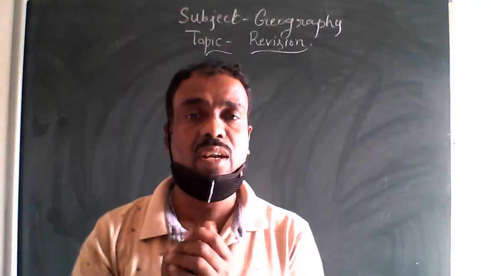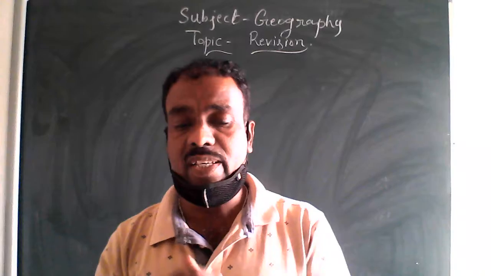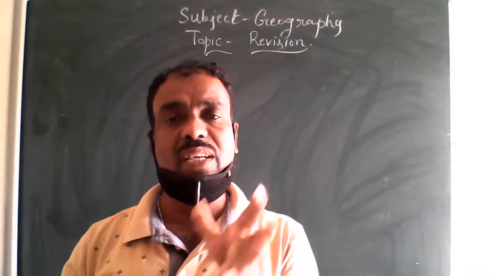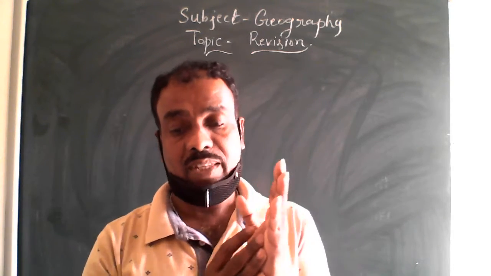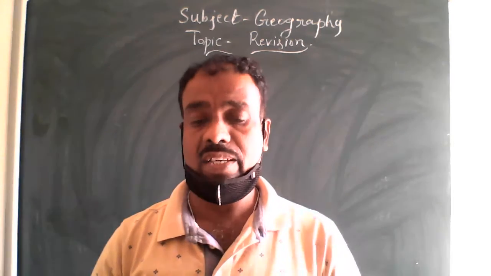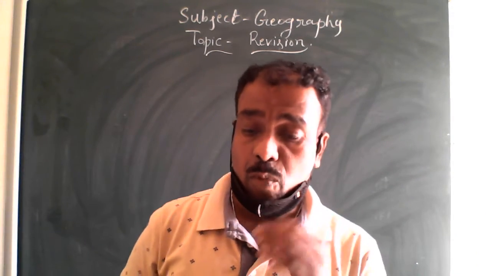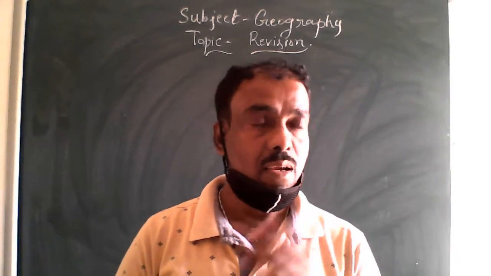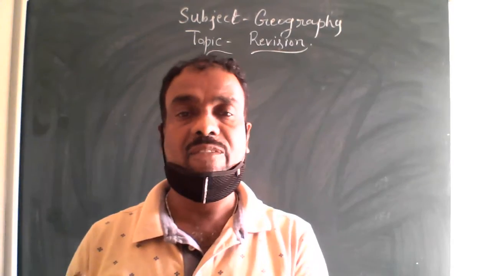To complete one round around the sun, the moon takes about 27 days. So it takes exactly the same time to complete one spin also. As a result, dear students, only one side of the moon is visible to us on the earth. We are able to see only one side of the moon. The moon does not have conditions favorable for life.